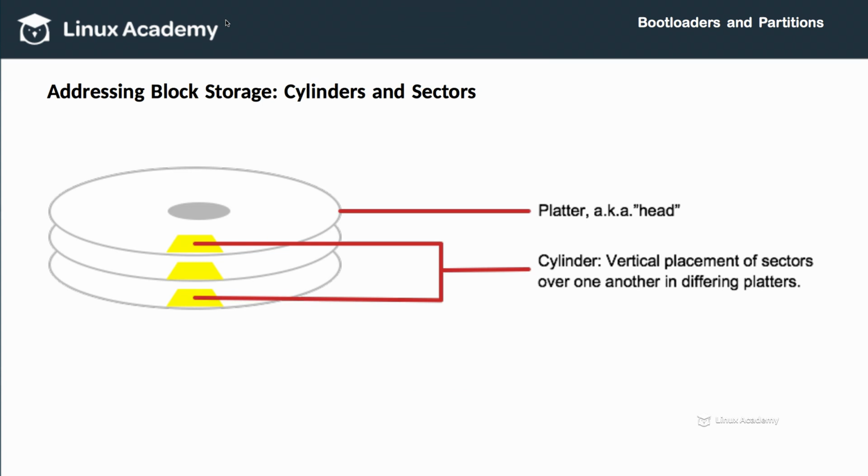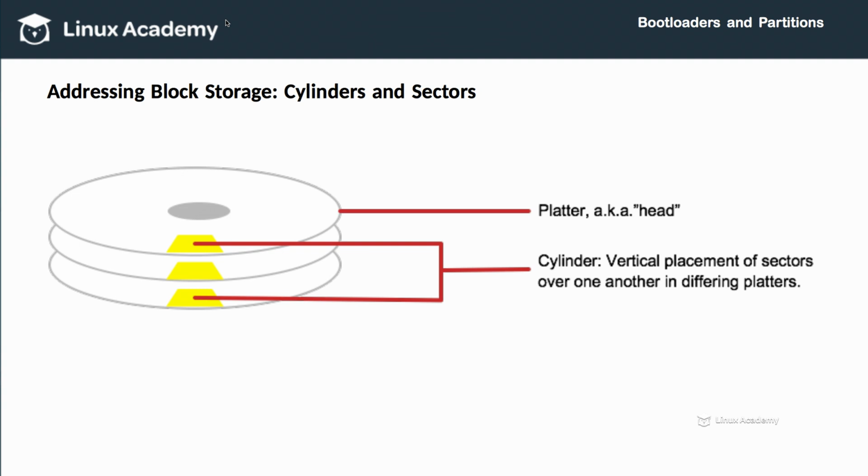We'll talk more about the master boot record shortly, but let's finish our discussion of cylinders. So here we have our platters stacked on top of each other. There's a sector highlighted in yellow, and I've described to you what a track is. What a cylinder actually refers to is the vertical placement of sectors over one another on different platters.